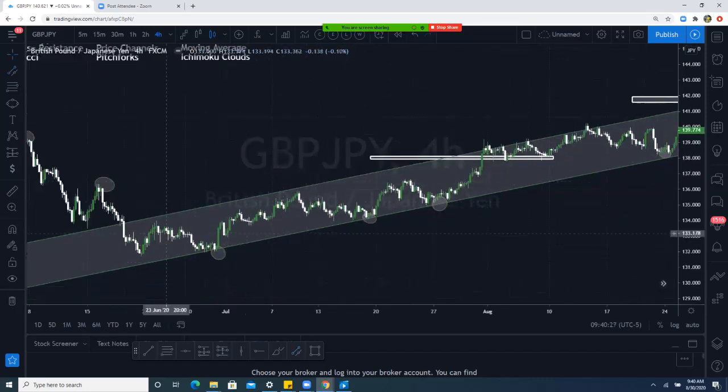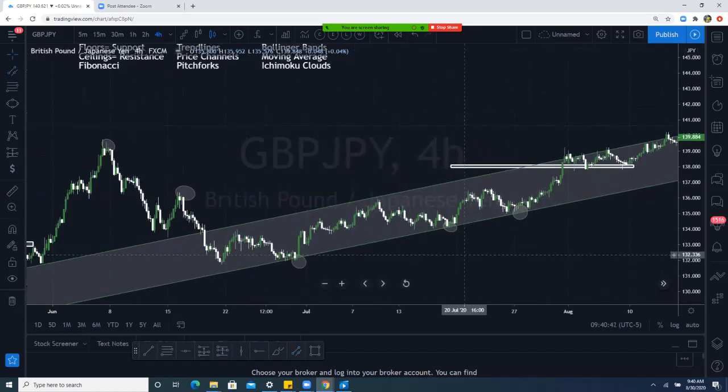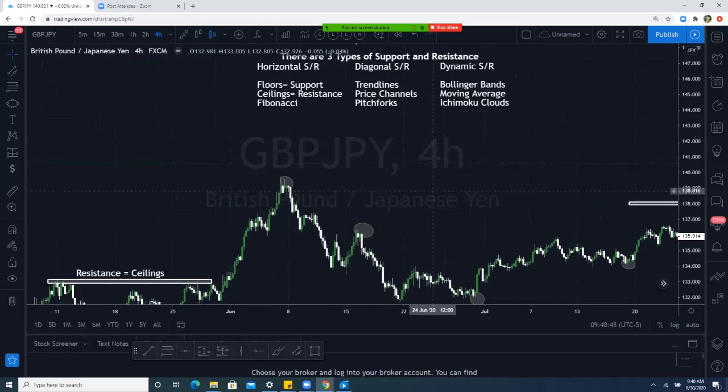So a lot of people, when they're trading, they'll use price channels to determine their points and where they buy and enter. Now, there's different trading styles, but there's people that are really good at trading channels. So that's one way of trading a diagonal support and resistance. The next one is pitchforks.